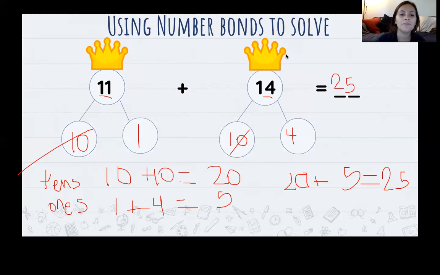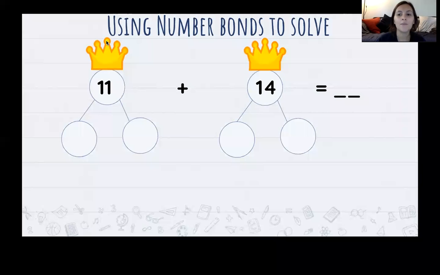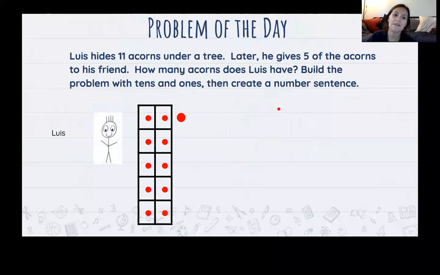Let's keep going. We're going to move on to our number of the day, or problem of the day, my bad. We're going to read it together. Good readers, point your fingers on the first word. Luis hides 11 acorns under a tree. Later, he gives 5 of the acorns to his friend. How many acorns does Luis have? Build the problem with tens and ones, then create a number sentence.